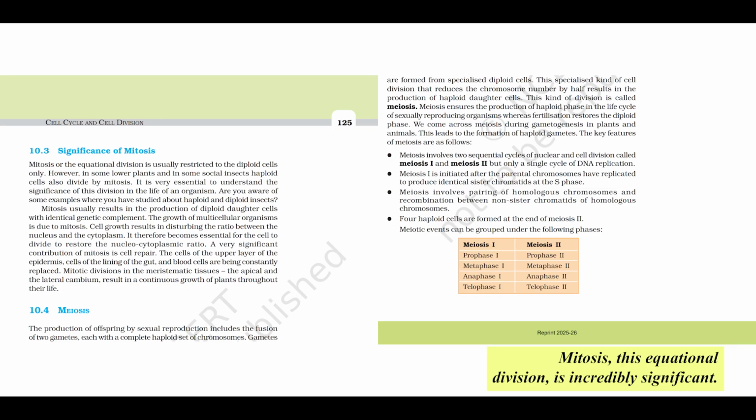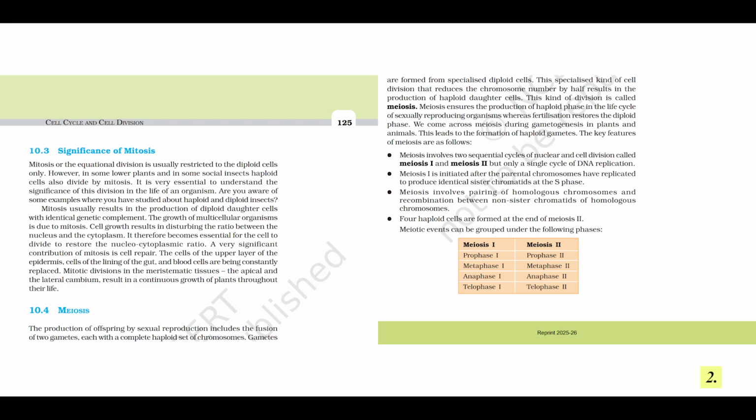Mitosis, this equational division, is incredibly significant. Here are its key contributions, often tested. 1. Growth of multicellular organisms. This is the big one. We start as a single zygote. How do we become complex adults? Millions and millions of mitotic divisions. It's the basis of development. Right, growth from one cell.